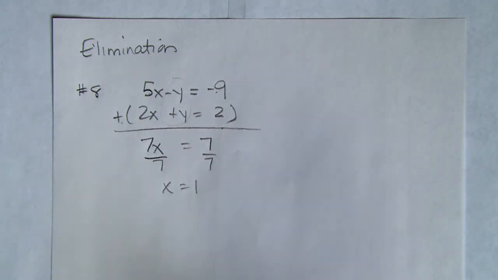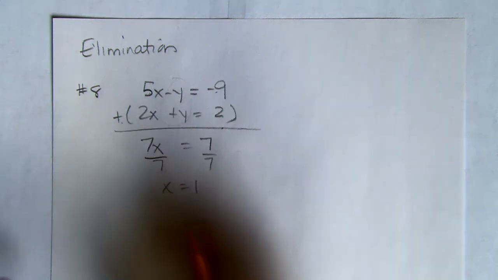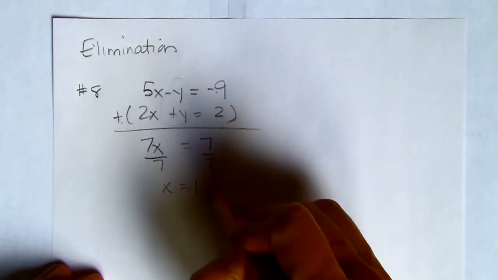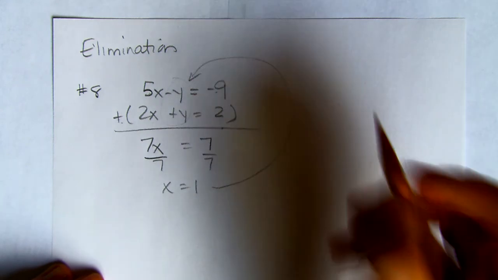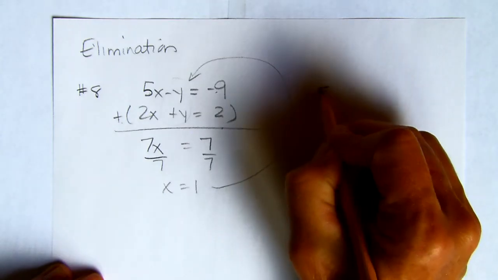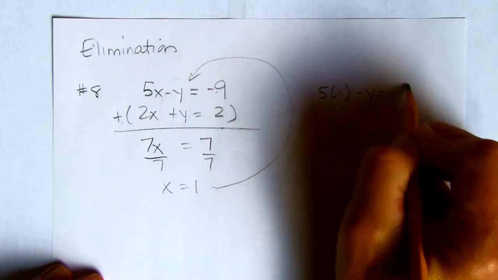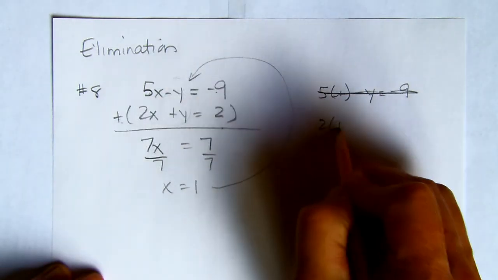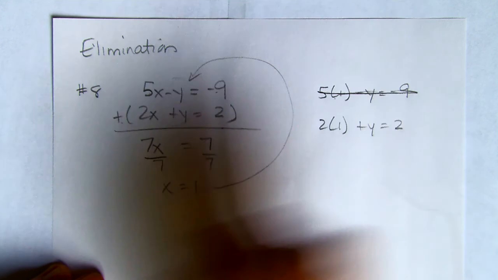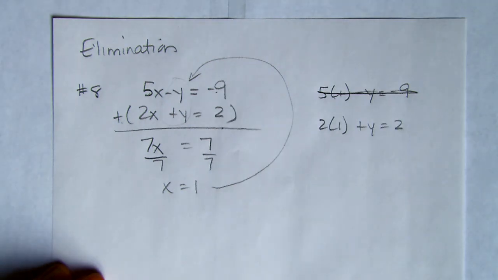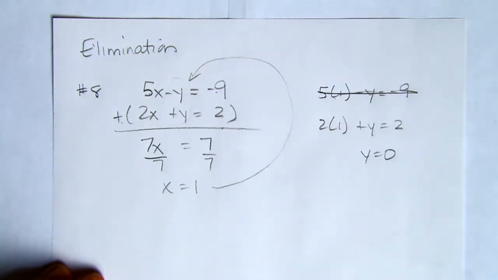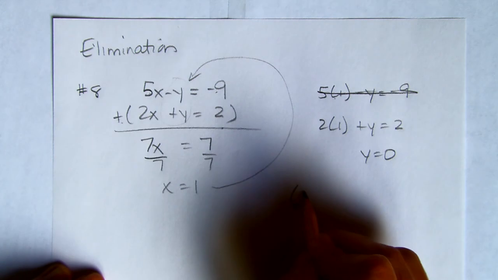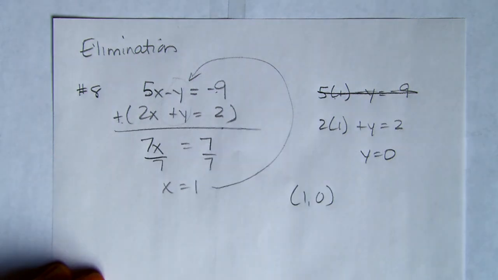Now the bonus of the elimination method is you often get to the first variable a little bit quicker, but then when you plug it back in, you can choose either equation. 5 times 1 minus y equals negative 9. Actually, this one's probably a little easier to use. 2 times 1 plus y equals 2. And again, we can see that y is going to have to be 0. And so my solution is 1 comma 0.